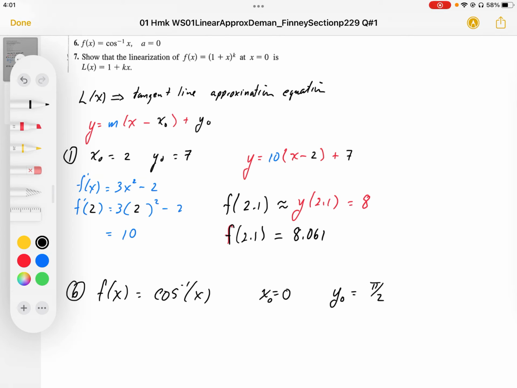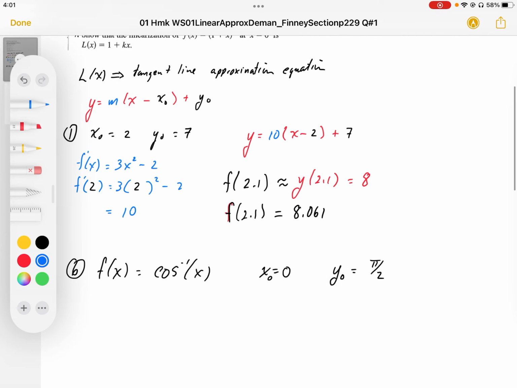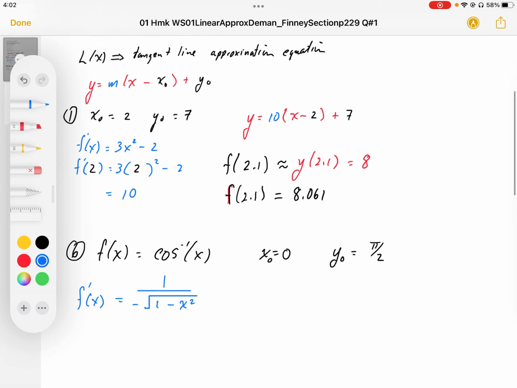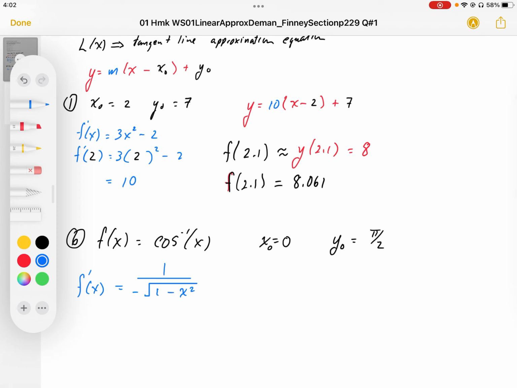Again, I need to find the slope to be able to find my equation for my local linearization. So to calculate the slope, I need y prime. The derivative of arccos is 1 over negative square root of 1 minus x squared. So there's my derivative. I'm going to use that to calculate my slope value at x equals 0, so f prime of 0. When I plug that in, I get a slope of negative 1.